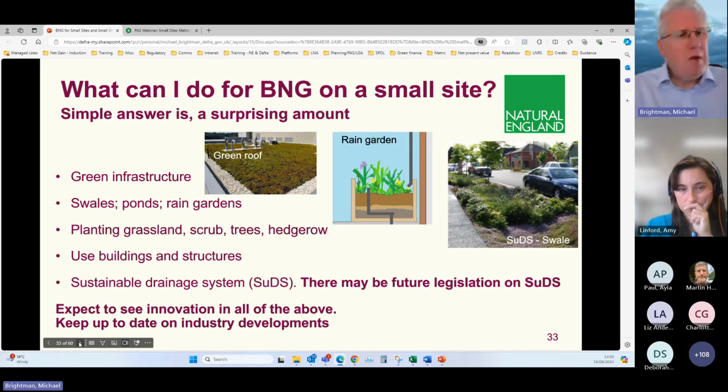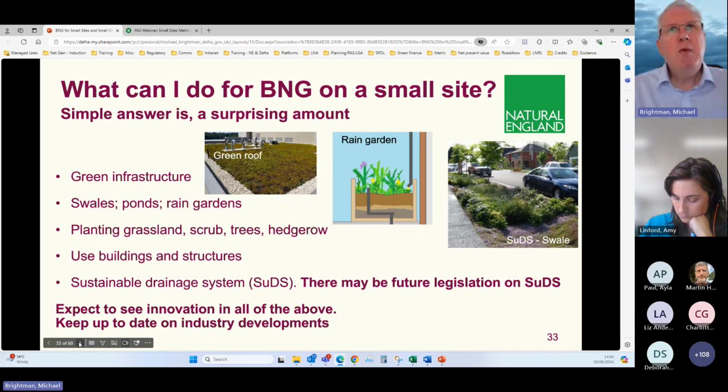So what is it that you could be looking to see provided by developers and designers on a small site? Well, a simple answer to that is actually a surprising amount. I think we'll see over time much more green infrastructure. We'll see more swales, ponds and rain gardens, but also provided could be planting of grassland, scrub, trees and hedgerow. Developers can use buildings and structures to provide biodiversity units, and they can provide sustainable drainage systems or SuDS.